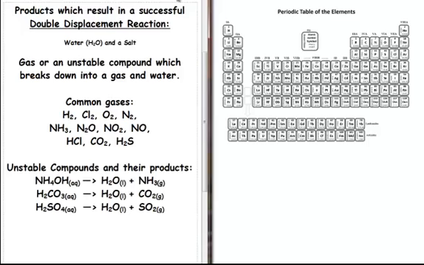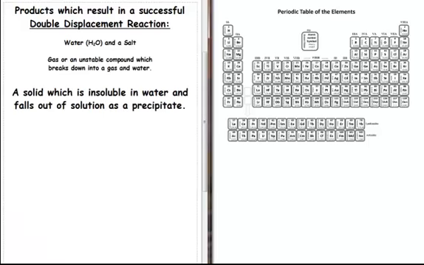And then we have the unstable compounds and their products. These are 3 common unstable compounds. The second one, for example, H2CO3, that's called carbonic acid. You find it in things like soda pop. It breaks down to form water in liquid form and carbon dioxide gas, either of which is a necessary product for a successful double displacement reaction. The third item to look for would be a solid which is insoluble in water and falls out of solution as a precipitate.